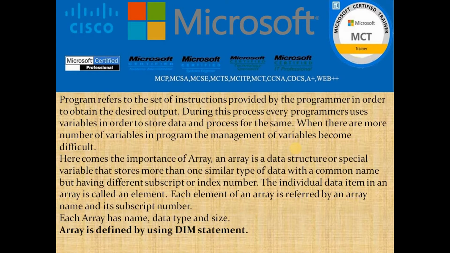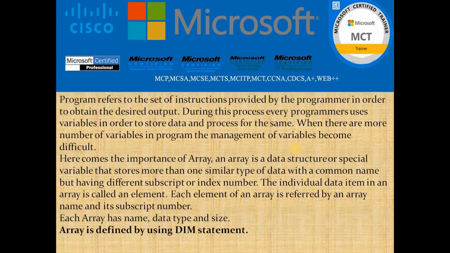An array is a data structure, or a special variable, that stores more than one similar type of data with a common name but different subscript or index numbers. That means if I say a is equal to 1 and again I say a is equal to 2, and I ask you which value is stored in A, definitely you are going to get confused. Why? Because both variables are the same. A is equal to 1, A is equal to 2. So in that case, we have another solution in the form of an array.